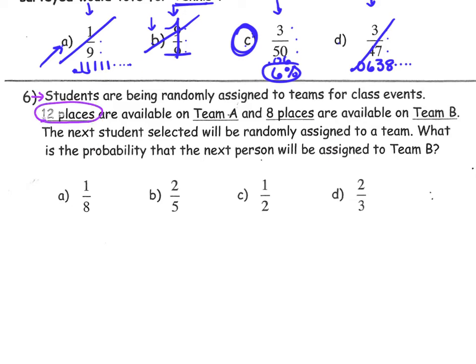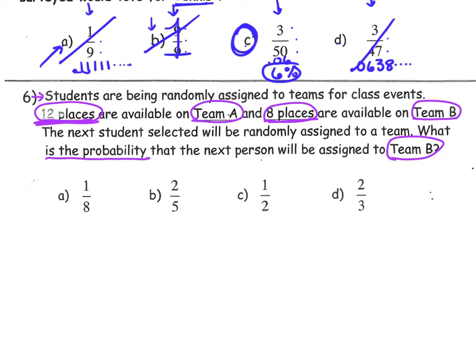Students are being randomly assigned to teams for a class event. 12 places are available on Team A, and 8 places are available on Team B. The next student selected will be randomly assigned to a team. What is the probability? And when you hear the word probability, you should think of a fraction. What is the probability that the next person will be assigned to Team B? Well, Team A has 12 spots available, so you're most likely to get picked for Team A. Team B has only 8.